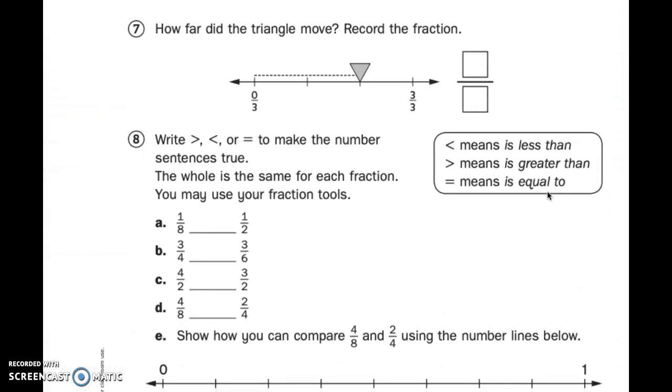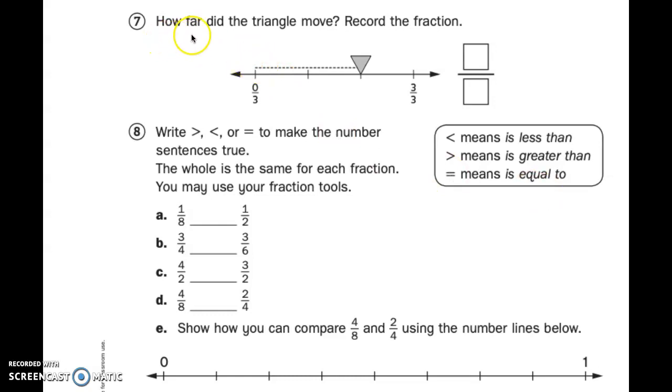Okay, we're on to number 7. How far did the triangle move? Record the fraction. Well, I see it started here and now here is the triangle. So how far did it move? We need to write the fraction down in here.